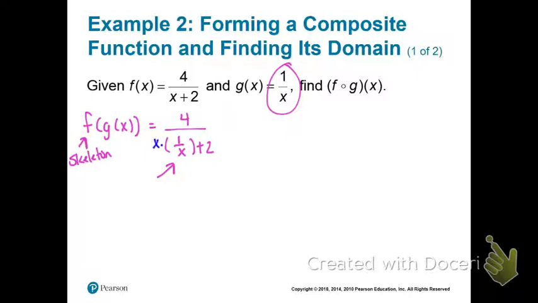Well, just like what we've always done, we want to get rid of a fraction, we multiply by the denominator. But what we do to one term, we have to do to all terms. So on top, we get 4x over, on bottom, we get 1 plus 2x. Now, we can't factor this. We can't cancel anything. So that's going to be our answer.